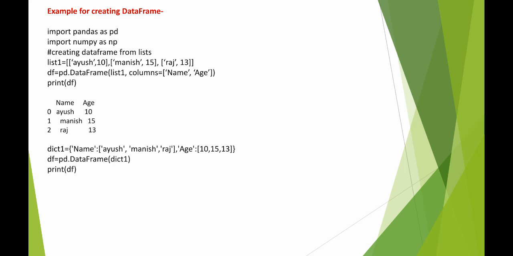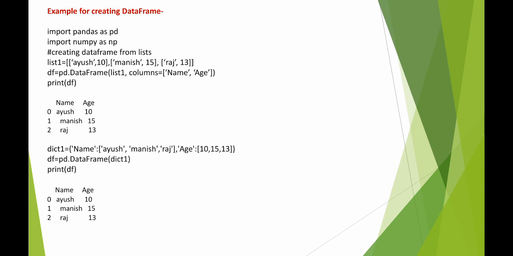Now if you are going to write print df, it will show you the data frame output. Here you can see the indexes are 0, 1 and 2. The name is Ayush, Manish and Raj, and the age is 10, 15 and 13. Why has this happened? Because the key-value pairs are name and age.